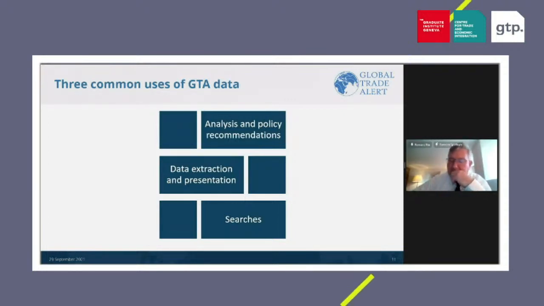And we also conduct analysis of our data and make policy recommendations. Others do too. I note that there's over 2,600 entries in the Google Scholar database that mention the Global Trade Alert. So this is used in analysis as well. We've also heard of governments using this information to be able to identify potential negotiating priorities and areas where there are possible export opportunities or loss of export opportunities in the case of harmful or protectionist measures.